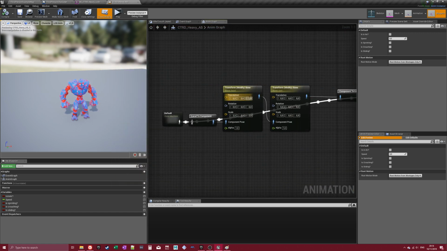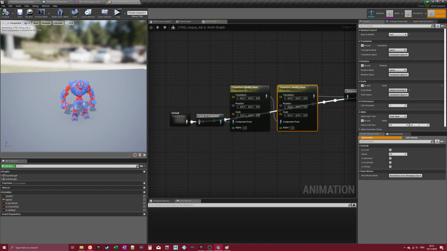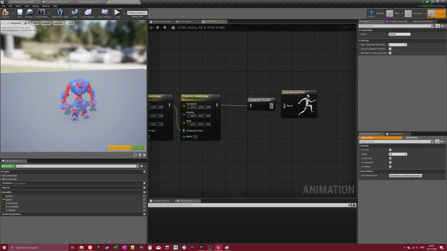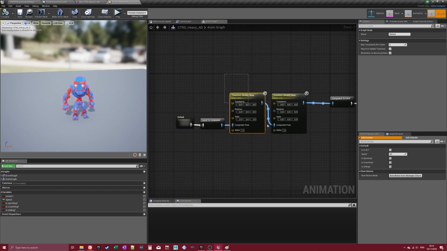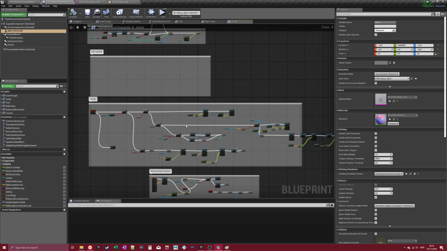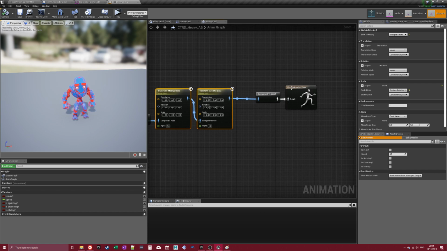Anyway, so just transform the bones, the head and the root. So the root, make him smaller, and the head, make it bigger, so you get that kind of chibi look to it. As you see, nothing special, but that's how I got it. I'm guessing you could do this in begin play on the blueprint of the class probably, but whatever. Probably.